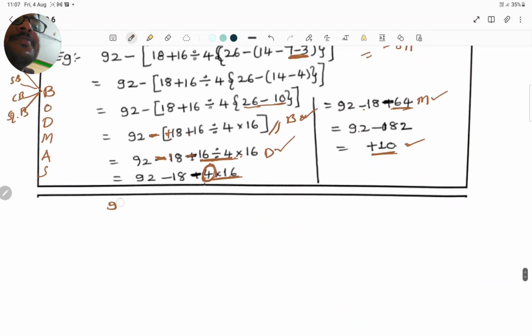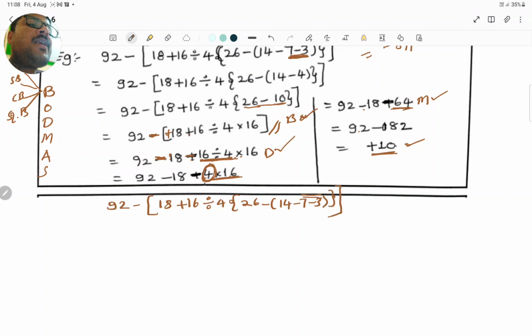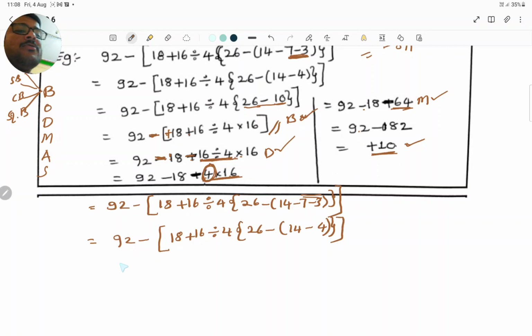I am writing the problem: 92 minus square bracket start, 18 plus 16 divided by 4, bracket start, vinculum here, bracket close, again bracket close. This is the problem I am writing. First of all, I want to remove the vinculum, as it is remaining as it is. 7 minus 3 will get 4, small bracket, curly bracket, square bracket.